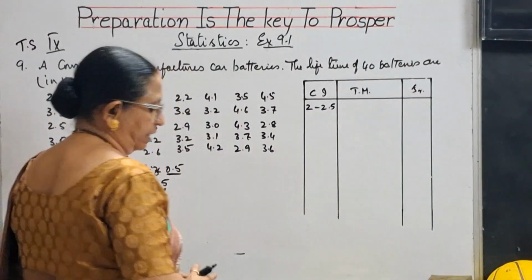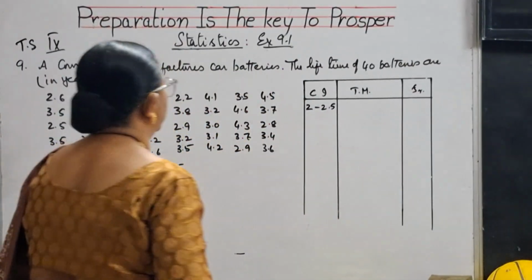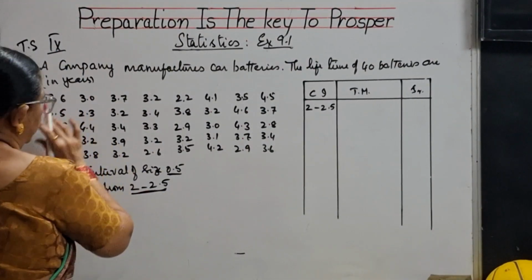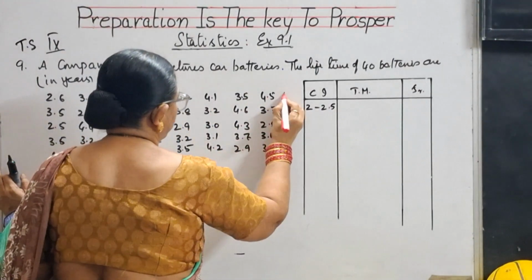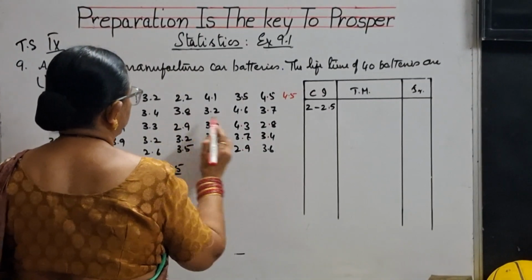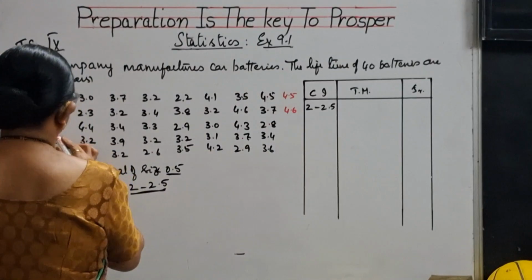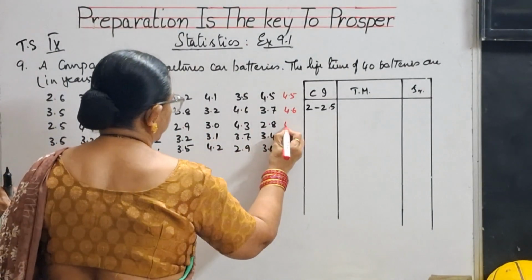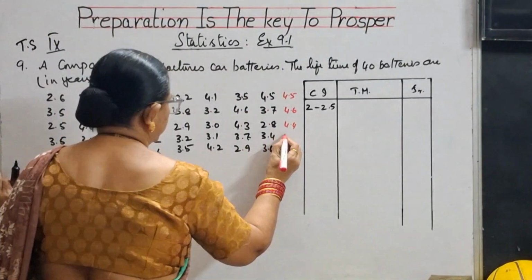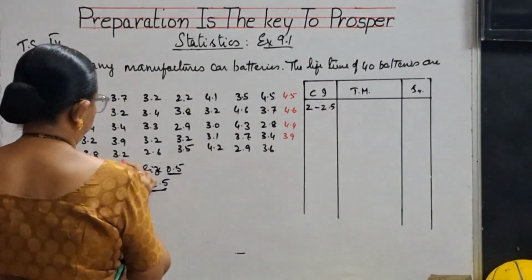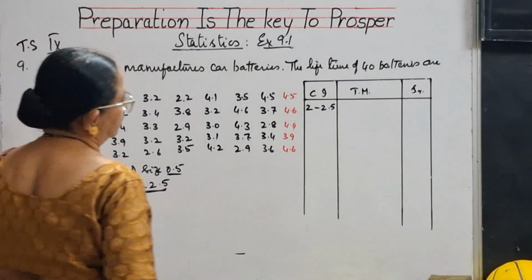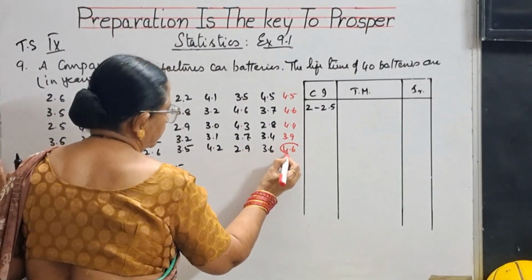But where should we end? That we will come to know only when you know the highest value. So let us see what is the highest value in this given data. See, here the highest value is 4.5, and here the highest value is 4.6, and here the highest value is 4.4, and here the highest value is 3.9, and in this the highest value is 4.6. So after coming to know out of all this, what is the highest value, children? 4.6 is the highest value.